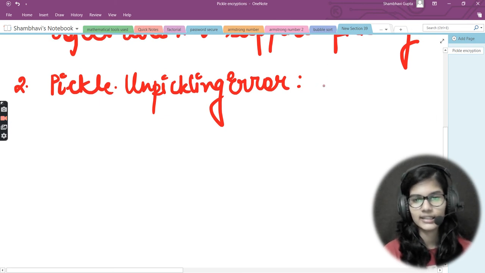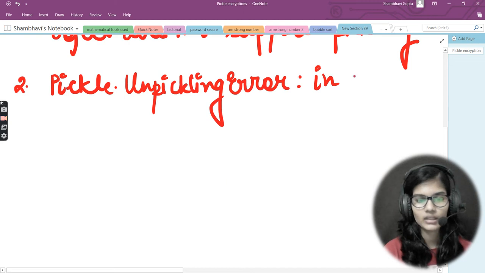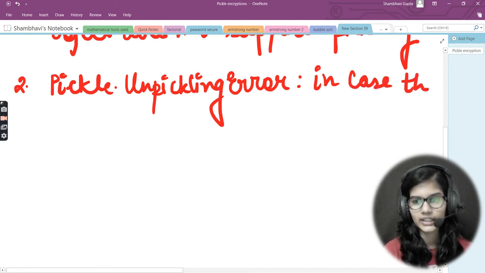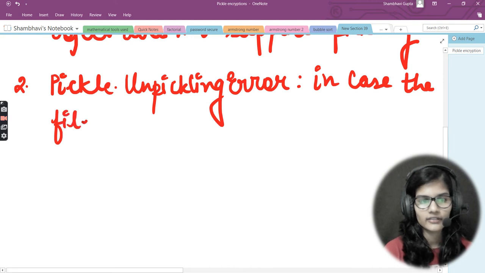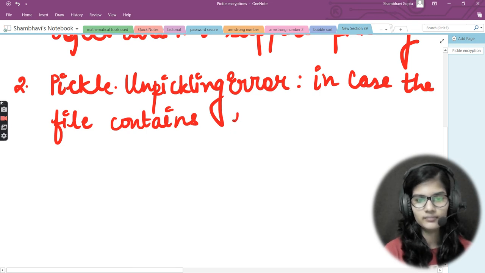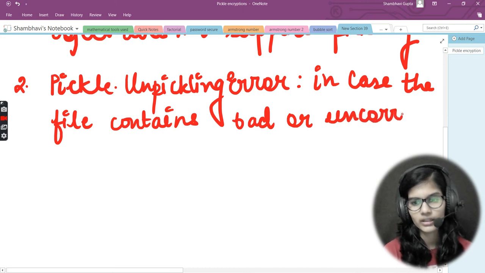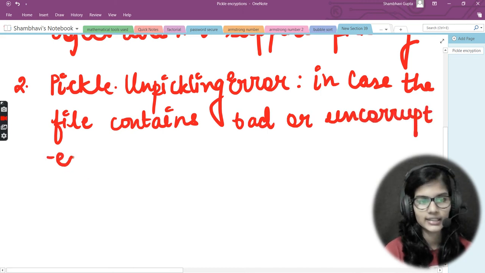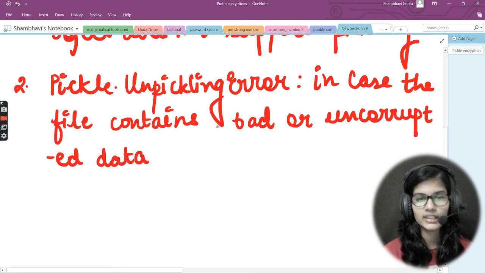So let me write that here as well: in case the file contains bad or corrupted data. Okay, so this is what pickle.UnpicklingError means, that in this case a file contains bad or corrupted data, right? So whenever you get the exception pickle.UnpicklingError, just sort that out.